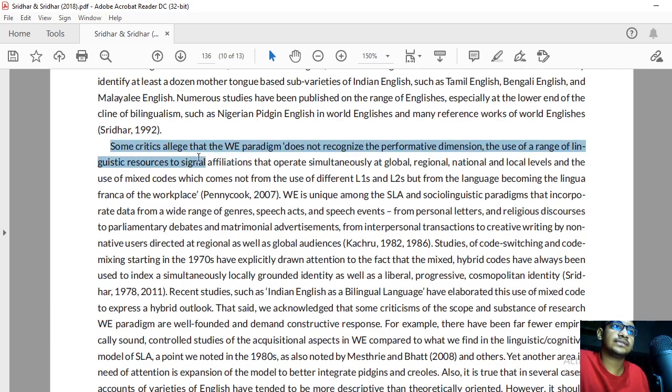Some critics allege, means they put forward the allegation, that the World Englishes paradigm does not recognize the performative dimension: the use of a range of linguistic resources to signal affiliations that operate simultaneously at global, regional, national, and local levels, and the use of mixed codes, which comes not from the use of different L1s and L2s, means first languages and second languages, but from the language becoming the lingua franca of the workplace. So it's a very big sentence.